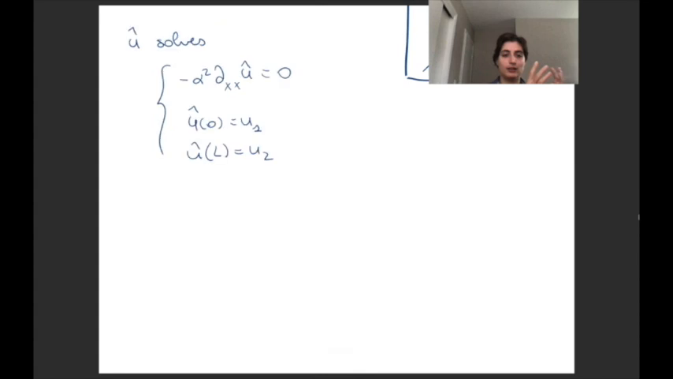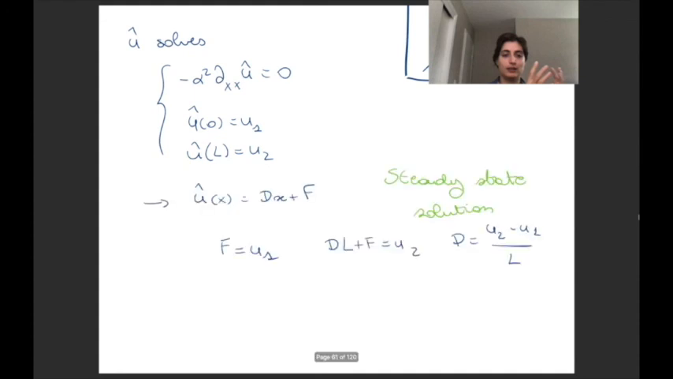So we have a u hat that solves a second order ODE in this case. So we can write it explicitly and find a steady state solution. If u1 and u2 are not 0, so the boundary conditions are not homogeneous, then you would have u hat just being a line connecting the value of u1 at 0 and the value of u2 at L.